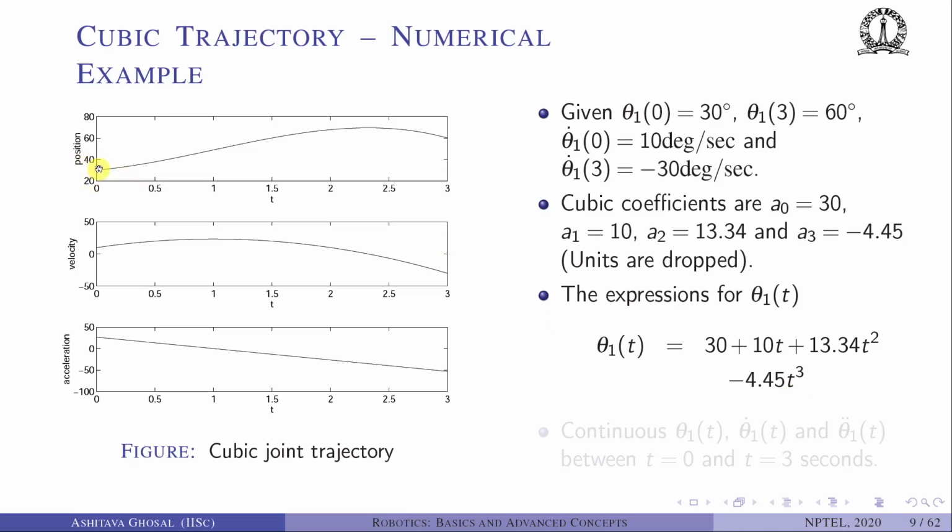So this is a plot of theta 1 as a function of time between 0 and 3. This is the cubic curve which we have obtained. The derivative of the cubic curve is a quadratic. So this is the quadratic curve which shows theta 1 dot as a function of time. And the second derivative of that cubic curve is a constant value, that is the acceleration. So what you can see is theta 1 of t, theta 1 dot of t and theta 1 double dot of t are all continuous between t equals 0 and t equals 3 seconds.